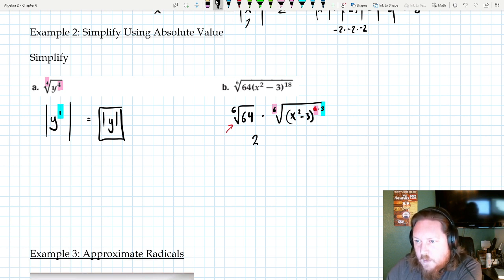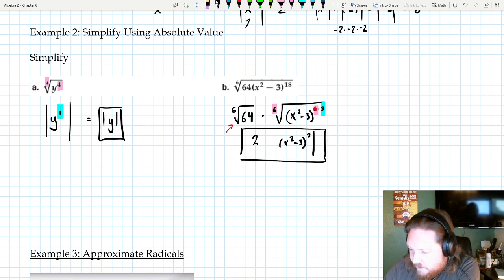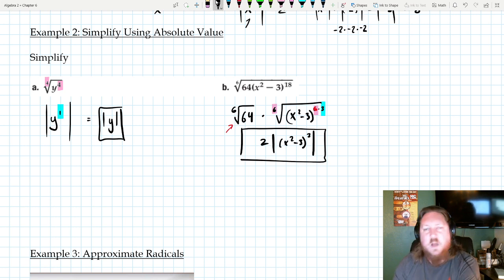So, 2 times the absolute value of x squared minus 3 to the third power. And there is my solution. Of course, you don't have to write the little dot there for times. You could just write 2 times the absolute value, and it would be the same thing.